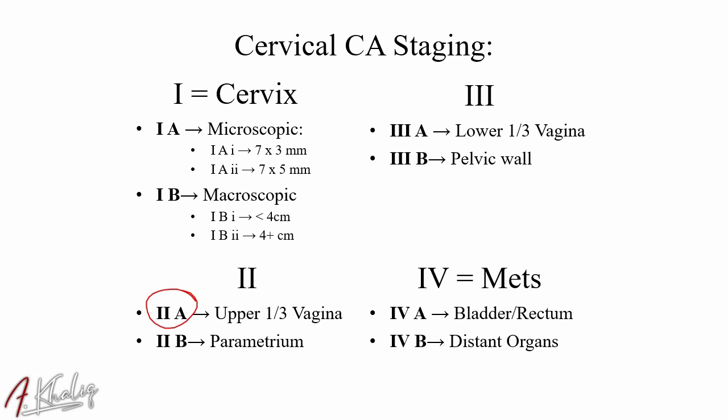Stage 2A means the upper one-third of the vagina is involved, while stage 2B means the parametrium is involved. And then for cervical cancer, you have stage 3, and again, stage 3 is further divided into 3A and 3B. 3A means the lower one-third of the vagina is involved, while stage 3B means the pelvic wall is involved. And finally, for cervical cancer, you get stage 4, which is just a stage of metastasis, and stage 4 is again divided into 4A and 4B. 4A means there's involvement of bladder and rectum, while stage 4B means distant organs are involved.